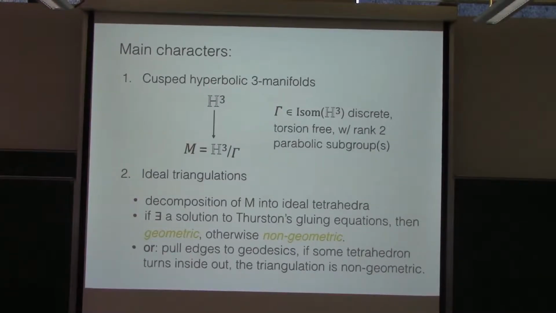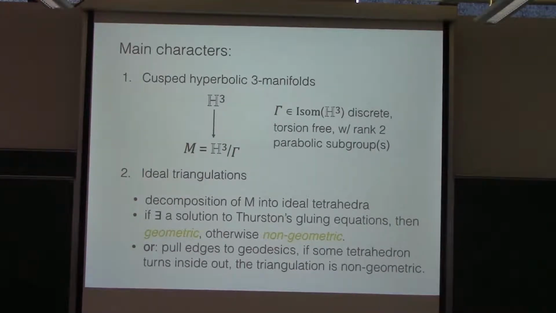Ideal triangulations are a good way to describe a manifold. We've seen it several times this week. A lot of the software we've been talking about uses triangulations, like SnapPy and Regina, which use triangulations to describe three-manifolds. So these are very useful, and I personally like geometry, so I would really like it for my triangulation to be geometric. This means that there's a solution to Thurston's gluing equations.